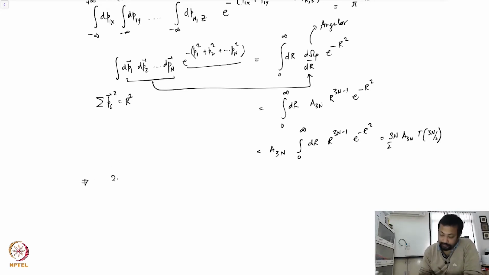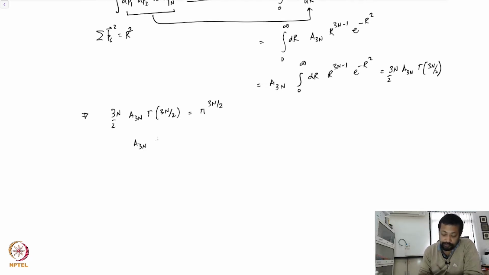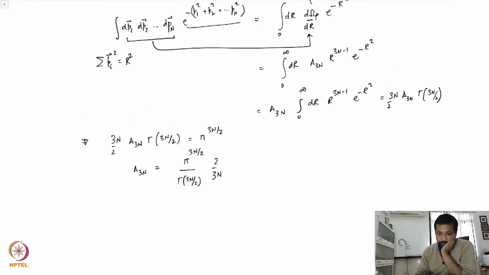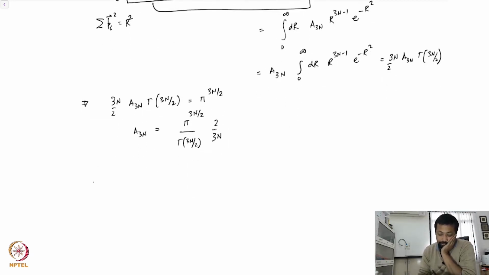This implies that gamma 3n by 2 times A of 3n is pi to the power 3n by 2. So that I can immediately write A of 3n as pi to the power 3n by 2 divided by gamma 3n by 2 times 3n by 2. Okay, so therefore the total number of microstates Omega(E, V, N) becomes V to the power N.